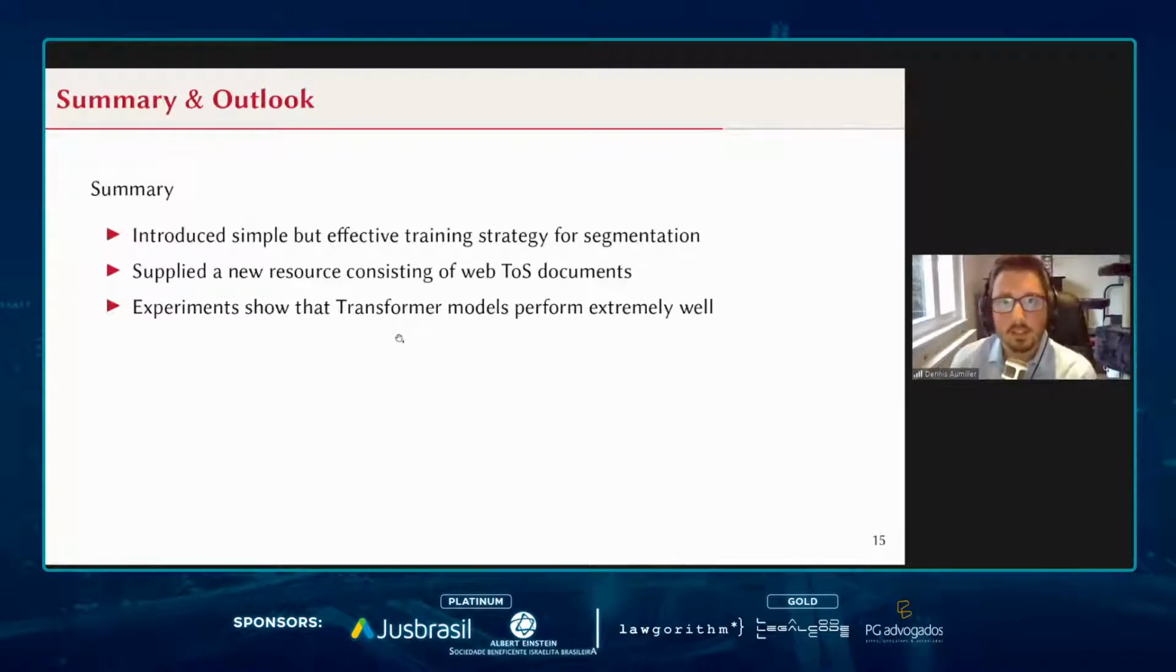So in summary, the main points that we introduced in this work are a simple but effective training strategy for document segmentation, specifically on paragraphs. We supply a new resource available to the community of web terms of service documents, and have shown in experiments that our proposed transformer binary classification models also translate extremely well to downstream performance tasks.